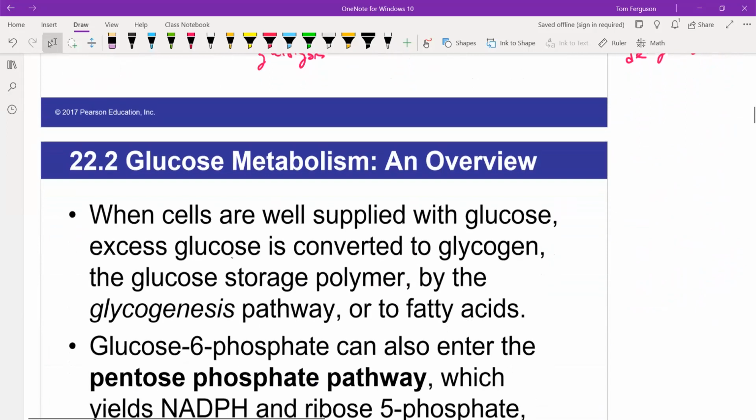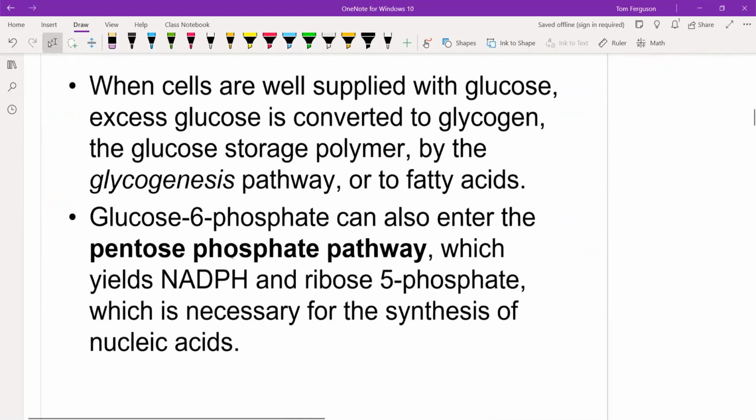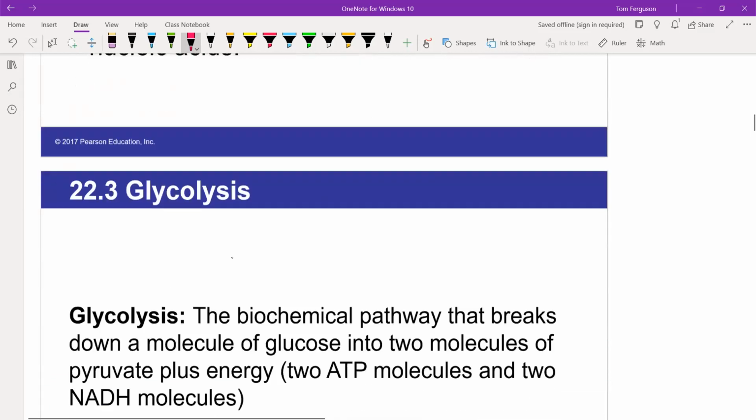Okay, so when we have excess glucose, it's converted to glycogen, and that's stored as that polymer I was telling you about, that amylopectin-like polymer. Or it's used to be converted into fat storage. Okay.